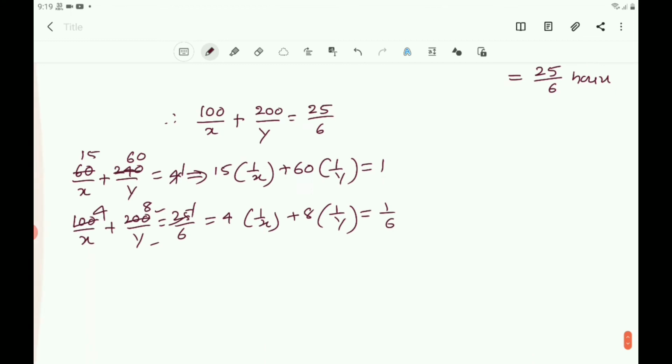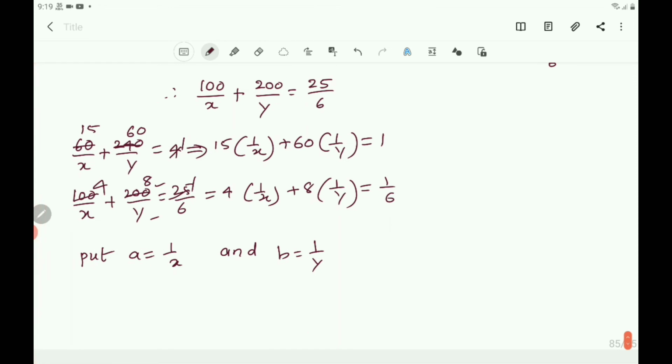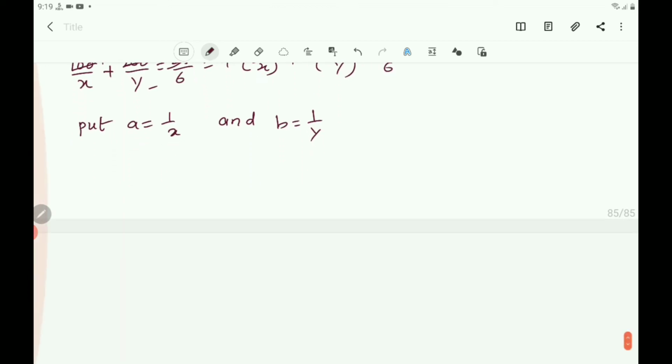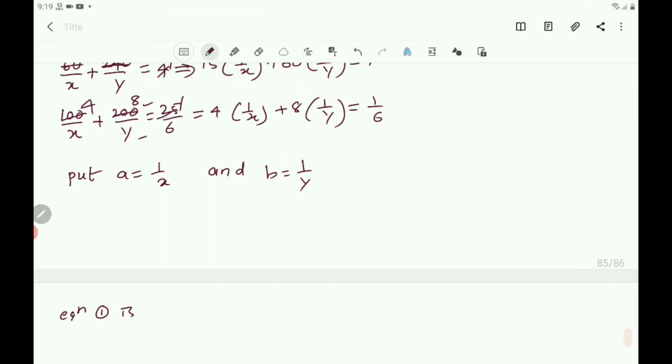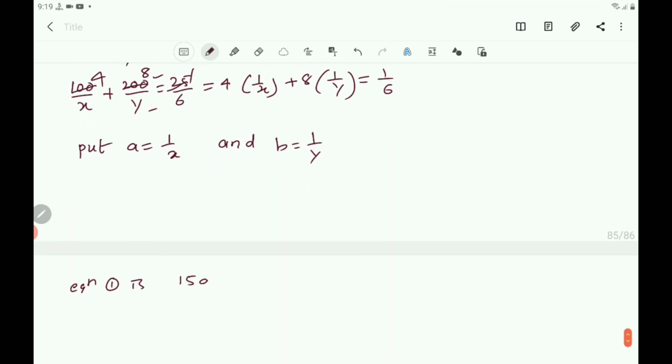Now you take a equals 1 by x and b equals 1 by y. Right? 1 by x equals a, 1 by y equals b here. The equation 1 becomes 15a plus 60b equals 1.